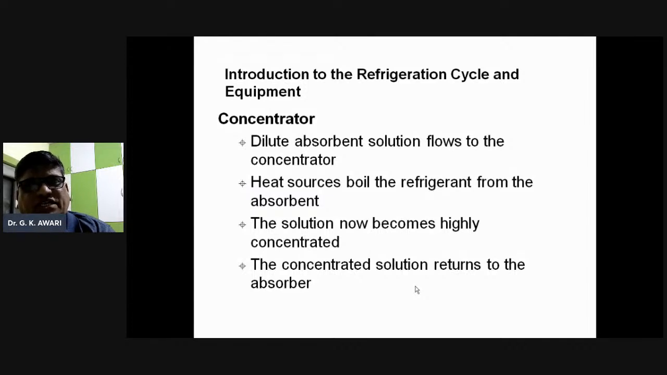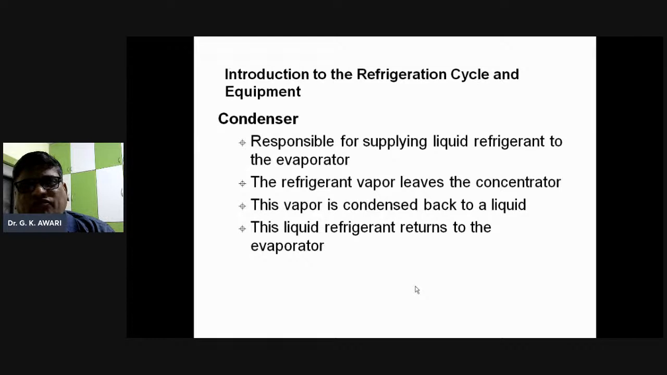Then the concentrator: the dilute absorbent solution flows to the concentrator. Heat sources boil the refrigerant from the absorbent, and the solution becomes highly concentrated. The concentrated solution returns to the absorber again. Then the condenser: what is the function of the condenser used in the vapor absorption refrigeration cycle? It is responsible for supplying the liquid refrigerant to the evaporator. The refrigerant vapor leaves the concentrator, and this vapor is condensed back to a liquid. This liquid refrigerant returns to the evaporator.